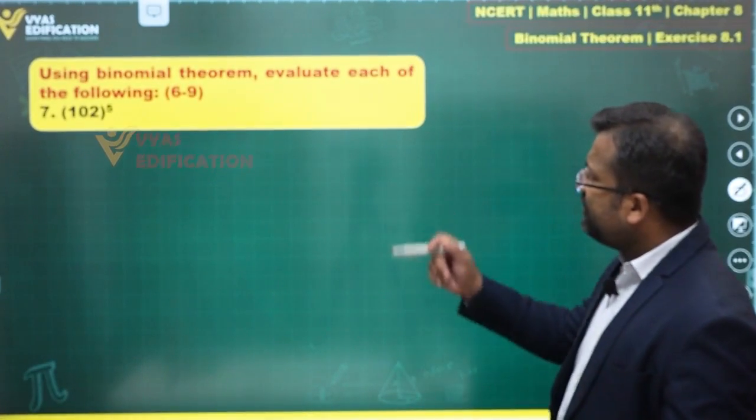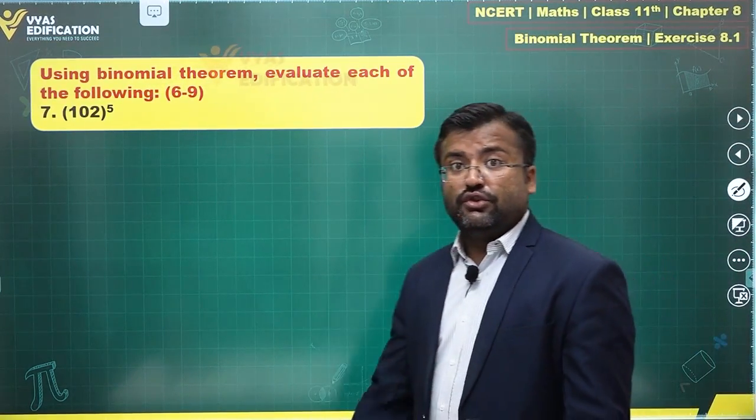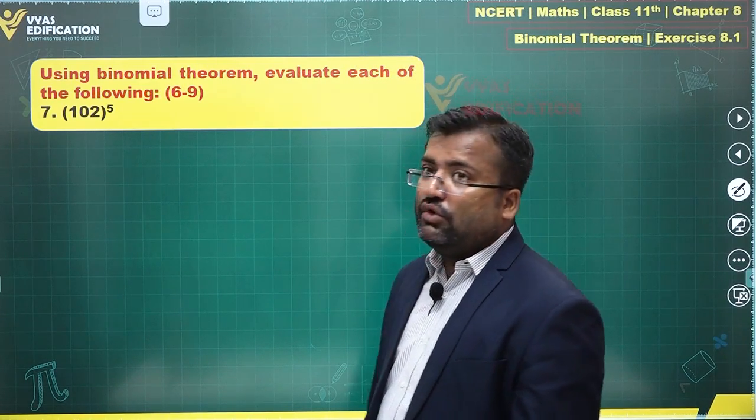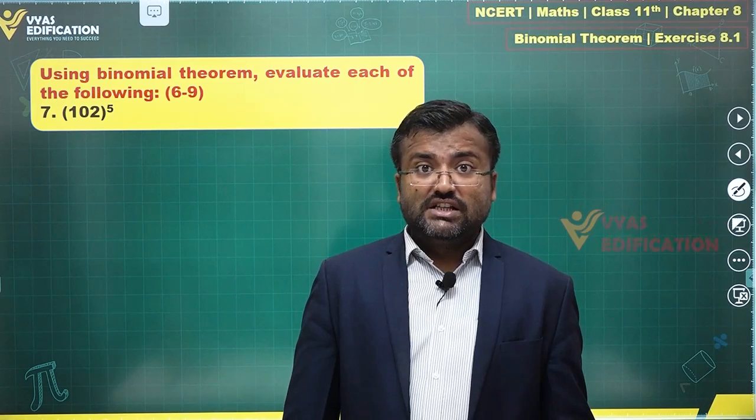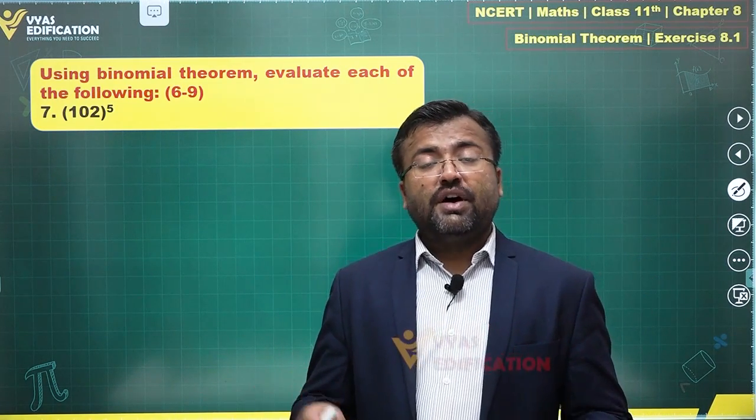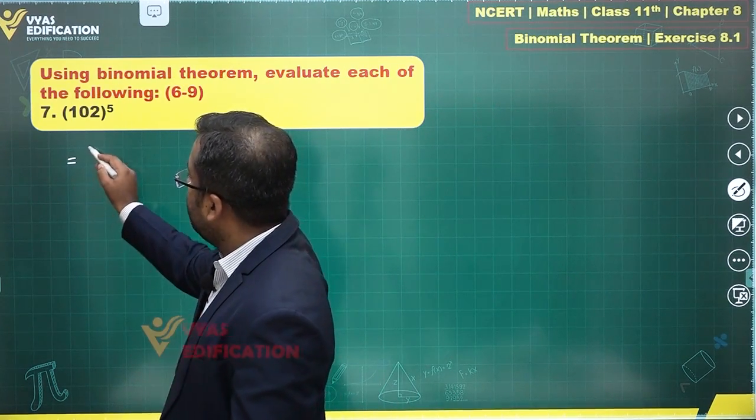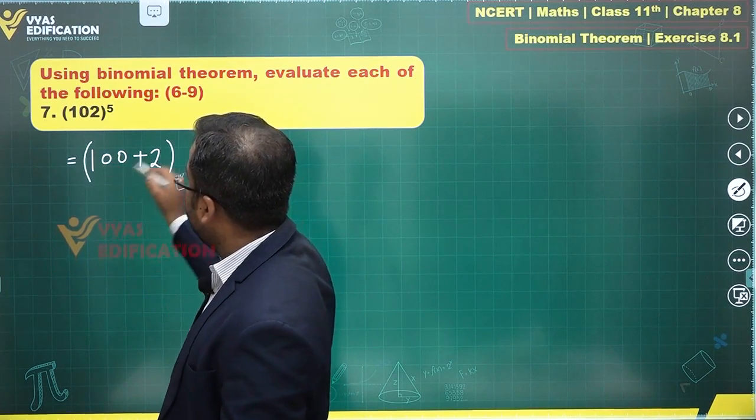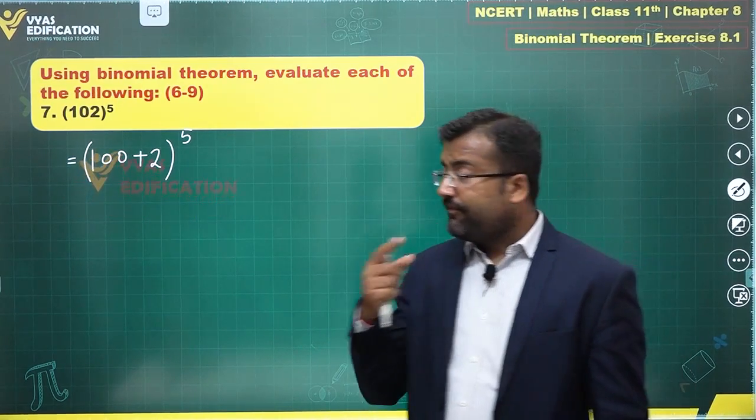Using binomial theorem, we have to evaluate this 102 power 5. How do we do that? For 102 power 5, we'll have to write 102 as the sum of two numbers whose powers are easy to find. Let's write 102 as 100 plus 2, whole power 5. Once you write it as this, what next?